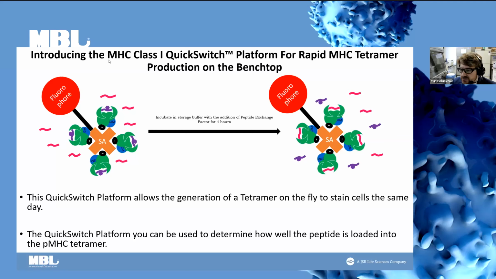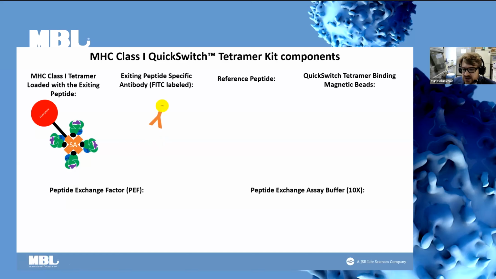The FITC labeled antibody included in the kit is specific for the weak binding QuickSwitch or exiting peptide. Each kit comes with a small aliquot of a strong binding peptide that is guaranteed to exchange nearly all of the exiting peptide in an exchange reaction. And this peptide can also be used as a reference peptide for the exchange procedures, as well as a negative control for the tetramer staining of cells.